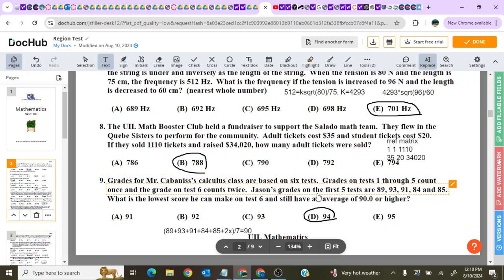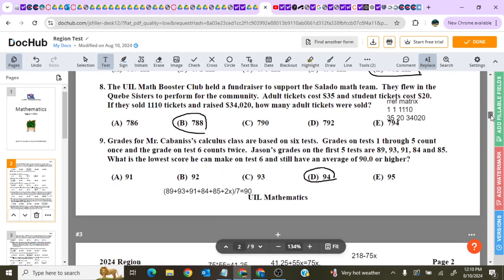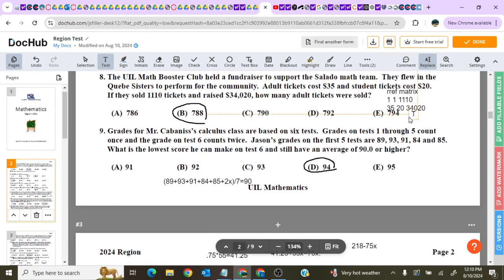Grades for a calculus class are based on 6 tests. Tests 1 through 5 count once, and the grade on test 6 counts twice. The first five test grades are 89, 93, 91, 84, and 85. Yeah, I did write that correctly. What is the lowest score you can make on test 6 and still have an average of 98.0 or higher?